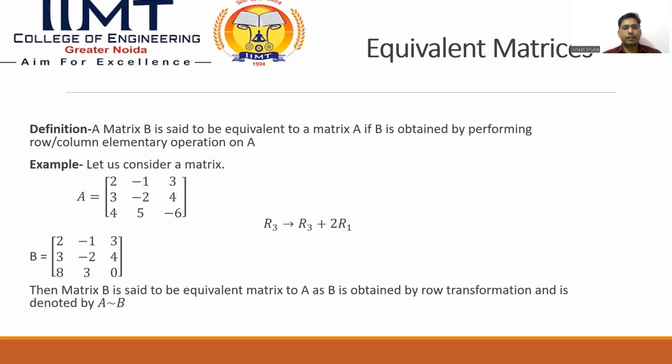Let us consider a matrix. Suppose that A is equal to, in the first row 2, minus 1, 3, in the second row 3, minus 2, 4, and in the third row 4, 5, minus 6. Then if we apply the row elementary operation on row 3, that is row 3 plus 2 into row 1, we get a matrix B, which is 2, minus 1, 3; 3, minus 2, 4; and 8, 3, 0. Then the matrix B is said to be equivalent to A, since B is obtained by row transformation, and it is denoted by A equivalent to B.